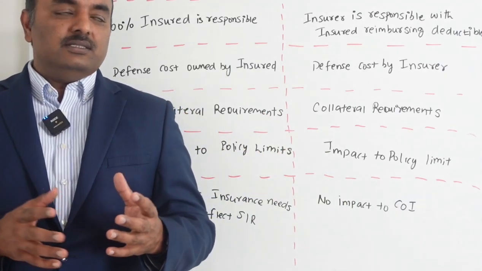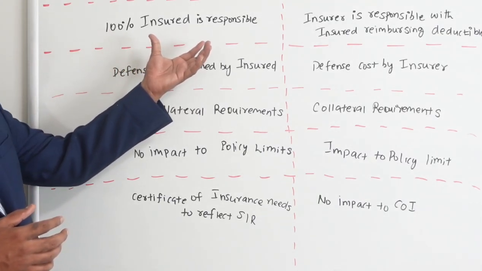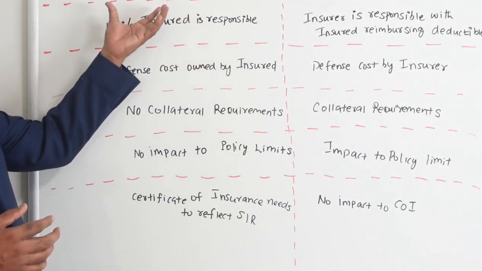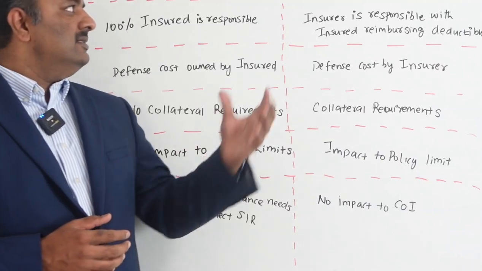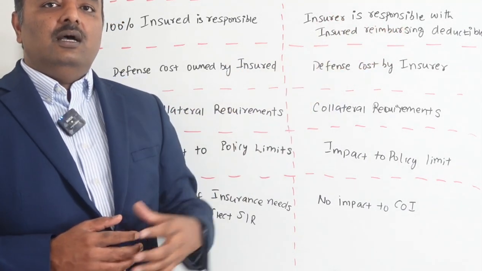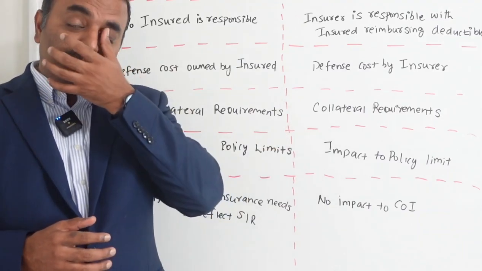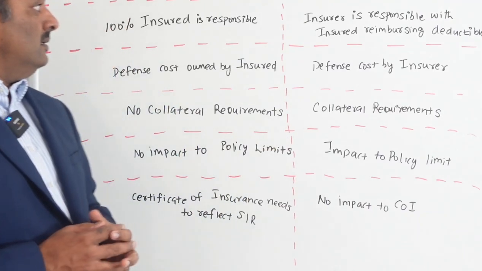So the point here is, in case of self-insured retention, the insured is responsible until the SIR is satisfied, whereas in deductible it's the insurance company which is responsible, and they will make sure that they get the reimbursement from the customer after making the claim payment.